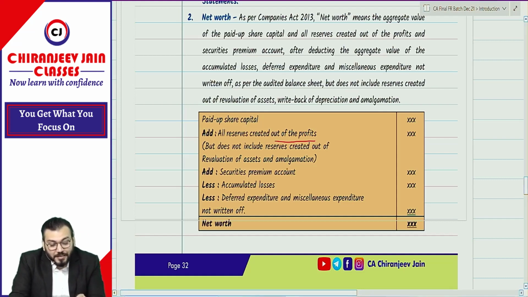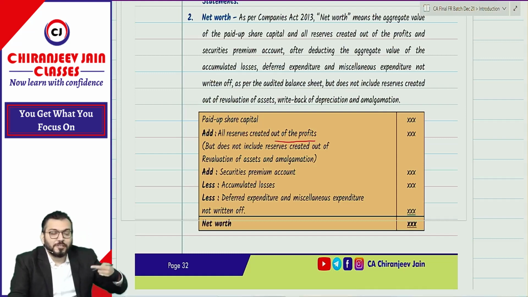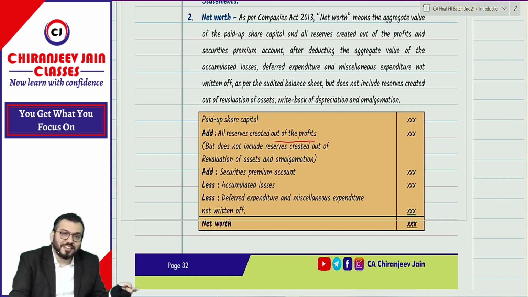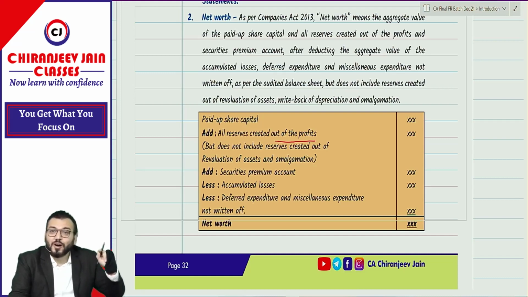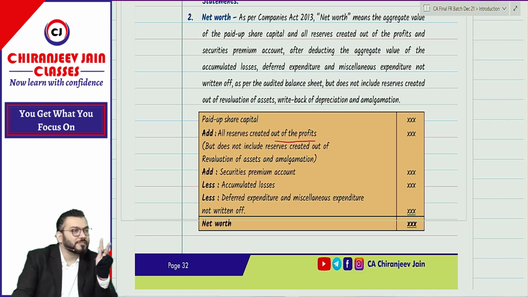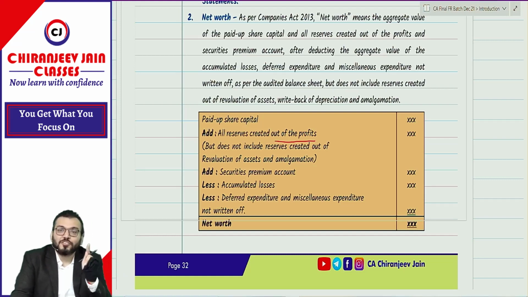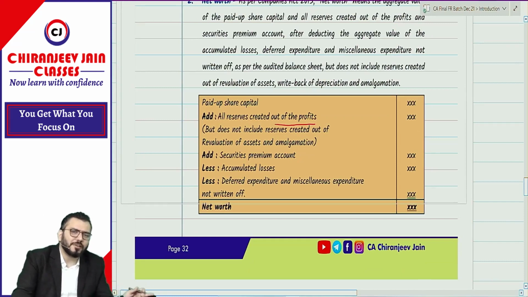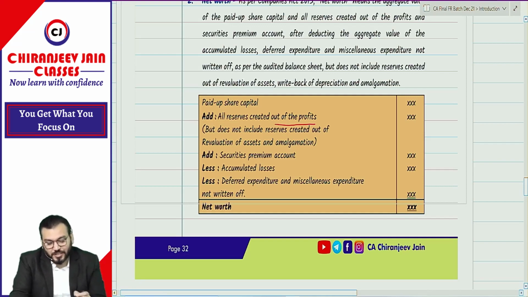Correct? And any reserve which is not created out of profit, for example amalgamation. You have done the amalgamation chapter. The difference between net assets is transferred to either goodwill or capital reserve. Correct? That capital reserve is also not created because of profit, so it will not be considered, like revaluation surplus. This capital reserve will not be considered for the definition of net worth. Understood? Apart from this, all the reserves and surplus will be considered. Understood? Yes, sir.